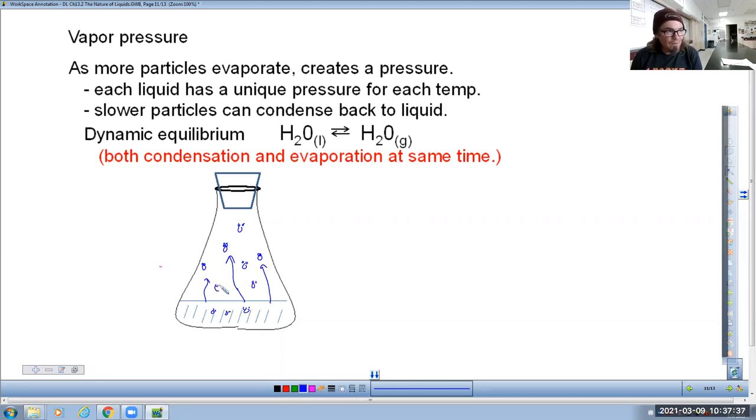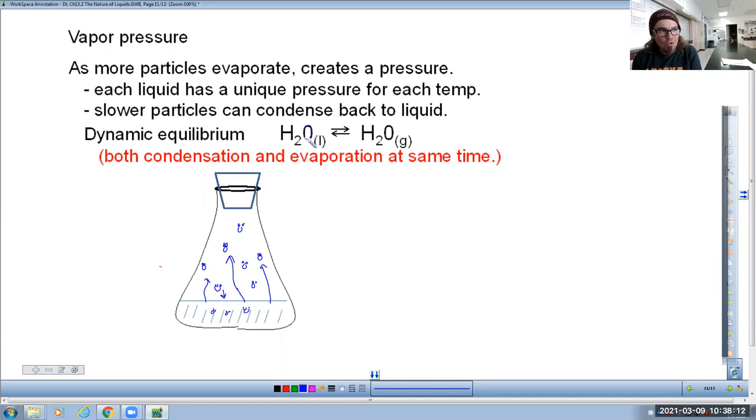And then another one. Eventually, there's so many up here, they're colliding with each other. As they collide with each other, every once in a while, one of them in the collision doesn't have enough kinetic energy to maintain the gas state. And if it happens to be too close to the surface of the liquid, it crashes right into the liquid and becomes part of the liquid again. So if you get enough of them in the gas state, the rate that they evaporate and the rate that they turn back into a liquid, condense, becomes equal rate. We call that dynamic equilibrium.